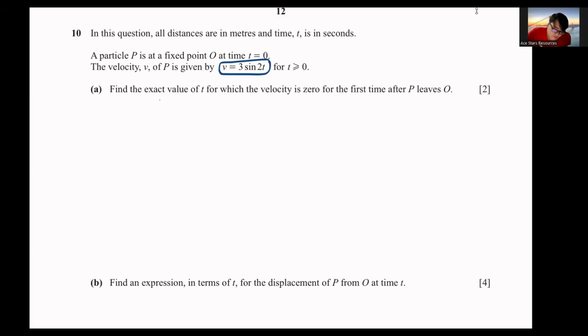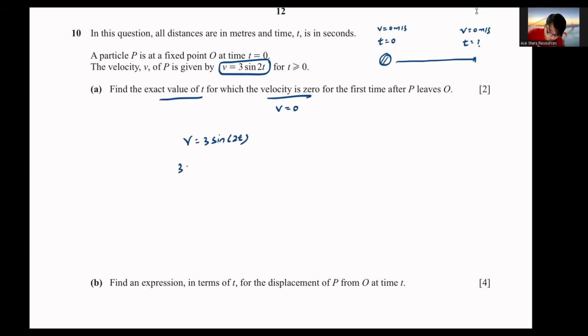Find the exact value of t for when the v is 0 for the first time after P leaves O. Okay, so when P leaves O, t is equal to 0. But of course, at a certain point, we don't know the t, v is also equal to 0. So we have to find out the t. So v is equal to 3 sine 2t. So when your v is equal to 0, sine 2t is equal to 0.